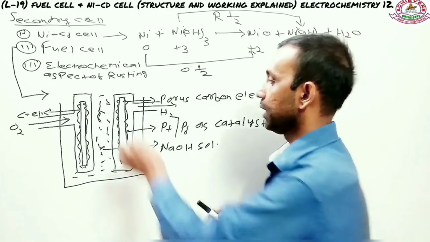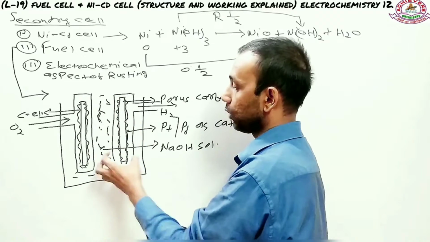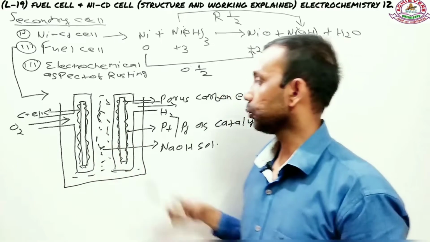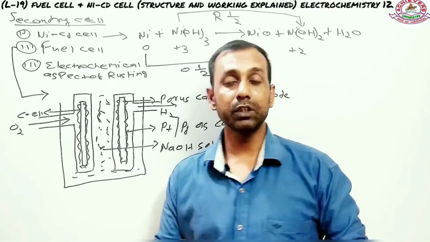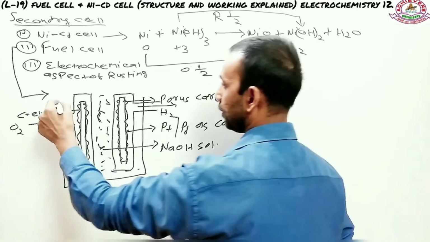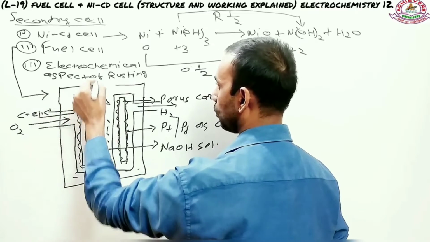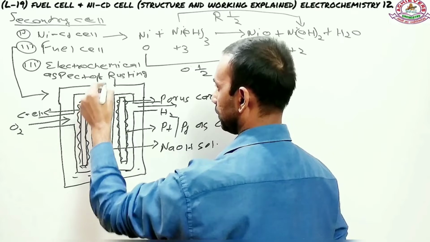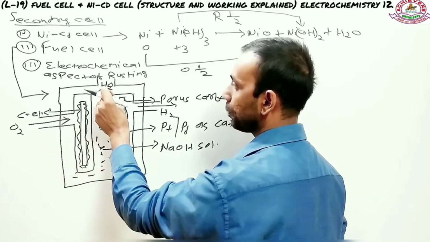Let me repeat. There are two carbon electrodes, and what we see is that they are surrounded with sodium hydroxide solution. When hydrogen and oxygen are provided inside, they react and produce water. What you see out here is that water vapor is coming, due to the reaction of hydrogen and oxygen.